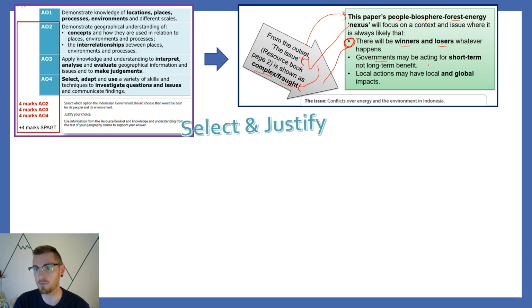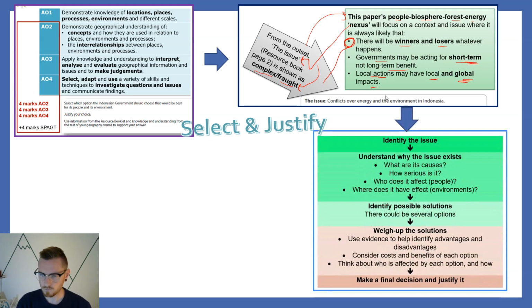Remember, governments may be acting in the short term, not for long-term benefit, and that local actions may have that knock-on effect I spoke about earlier, okay, from local to global impacts. So this issue is complex, it's not perfect, some people might win, some people might lose. Players, government might be acting for short-term benefits rather than long-term gains, or maybe flipped, and that local actions may have that knock-on effect globally.